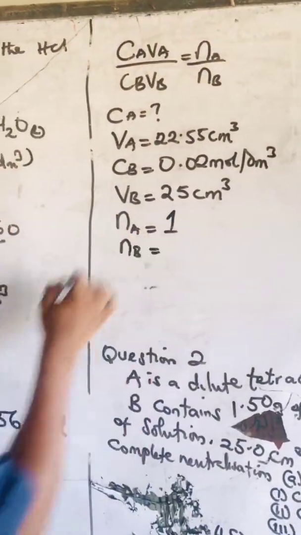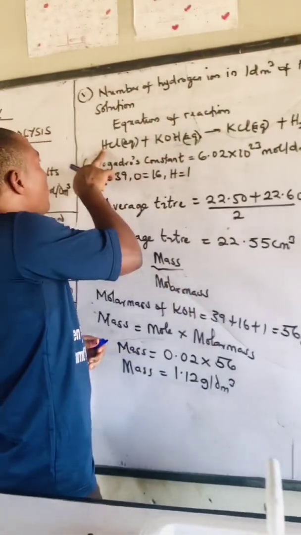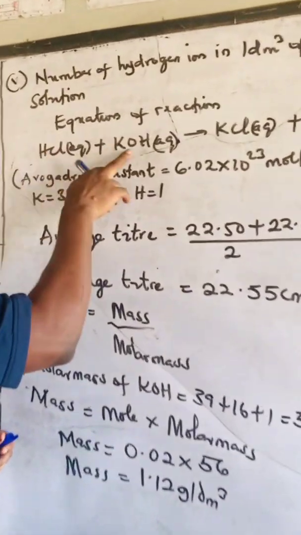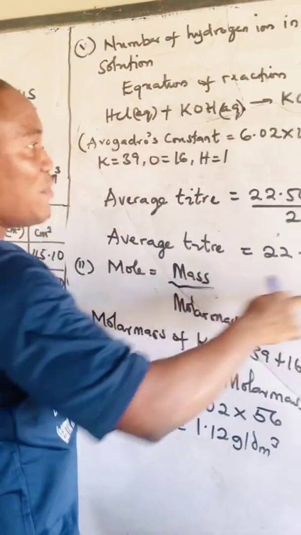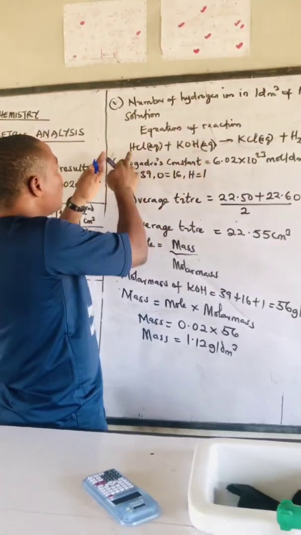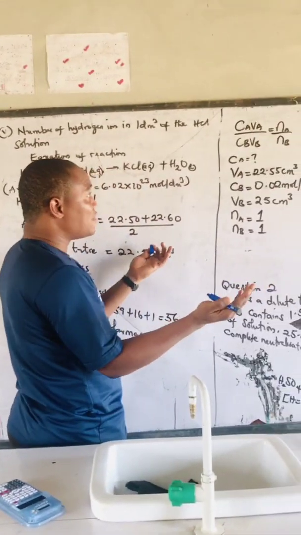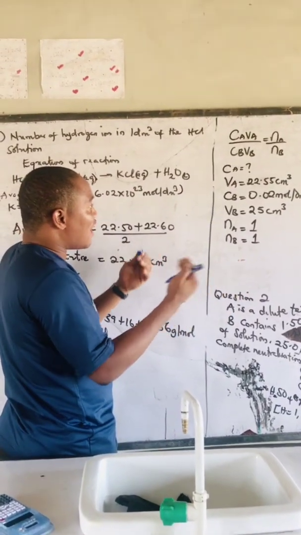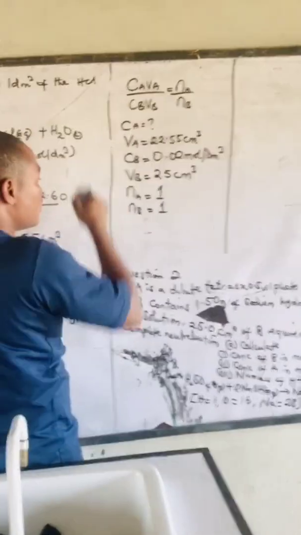And number of moles of base. This is the base also. It is 1, because it's 1 mole of hydrochloric acid to 1 mole of potassium hydroxide. If you have 2 here, it means the number of moles of acid will be 2. If you have 2 here, it means the number of moles of base too will be 2. But according to the equation of reaction we have here, the number of moles of acid to base is 1 to 1. So from here, it looks very much easier and interesting.